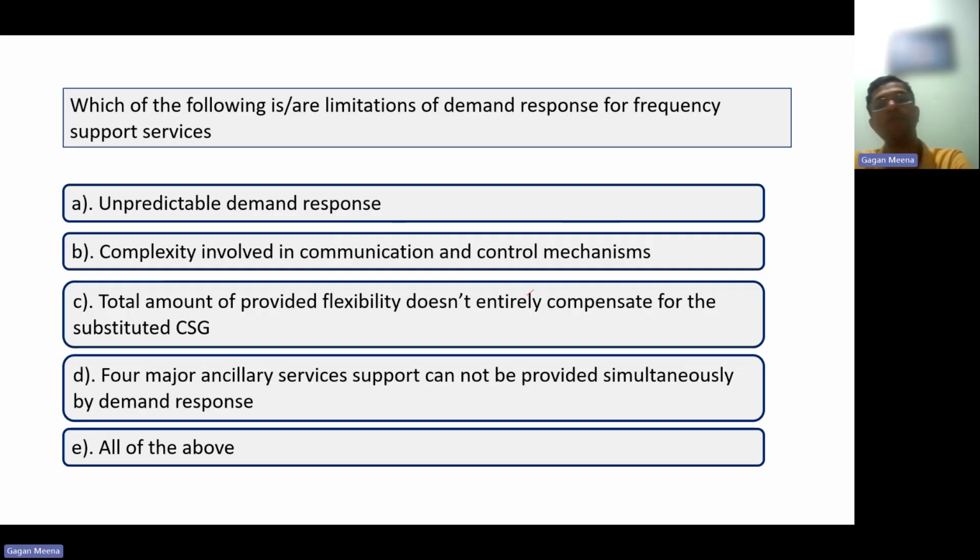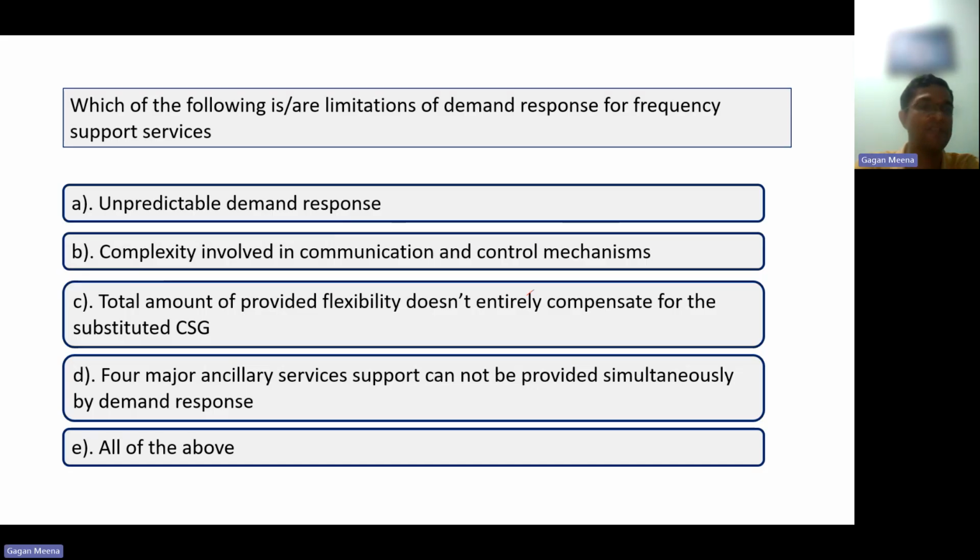Third is the total amount of provided flexibility doesn't entirely compensate for substituted conventional synchronous generators. And fourth, the four major ancillary support services cannot be provided simultaneously by demand response. Yeah, that is correct. All the ancillary support services cannot be simultaneously provided by demand response. That is not possible.